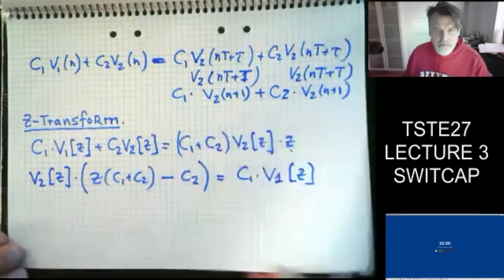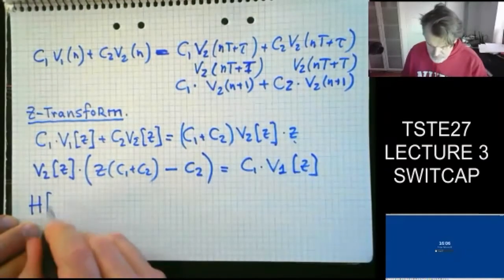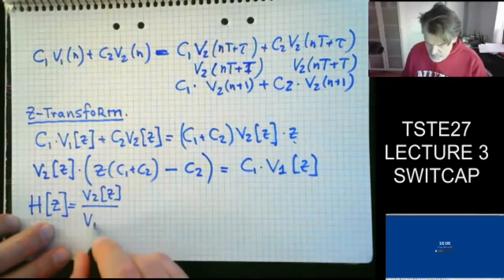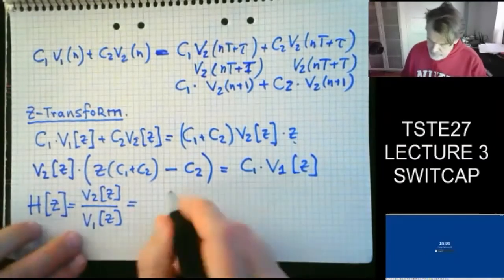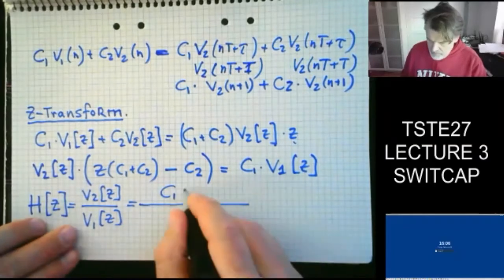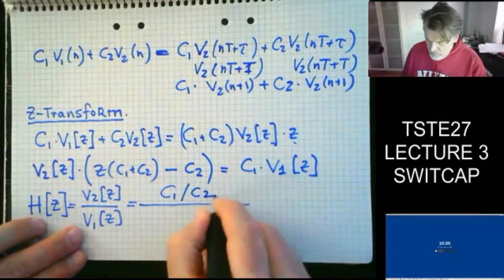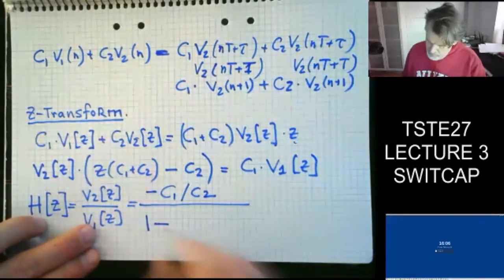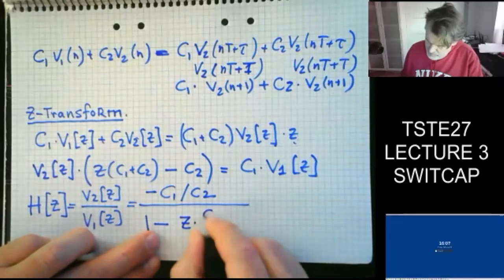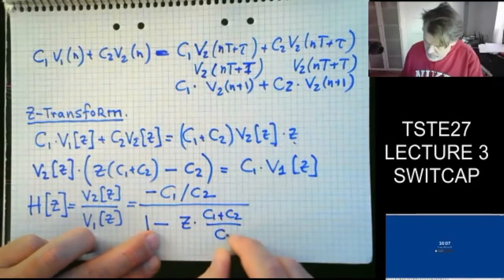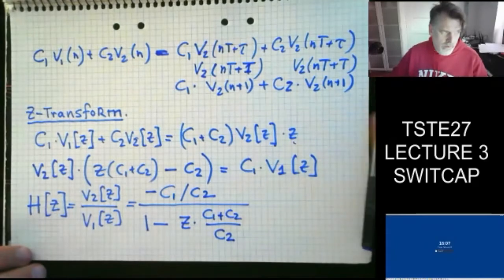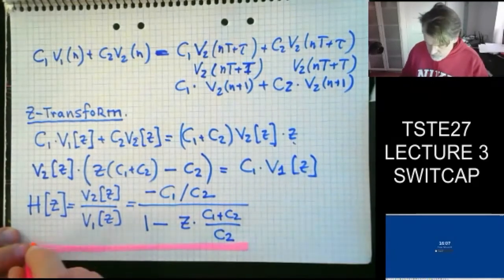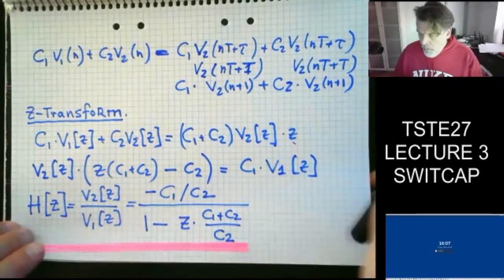And then I can divide and get the transfer function. So this is now H of Z equal to V2 of Z divided by V1 of Z. And that's C1 divided by C2. And then I have a minus, and then I have 1 minus Z times C1 plus C2 divided by C2. That's my Z transfer function. All right.